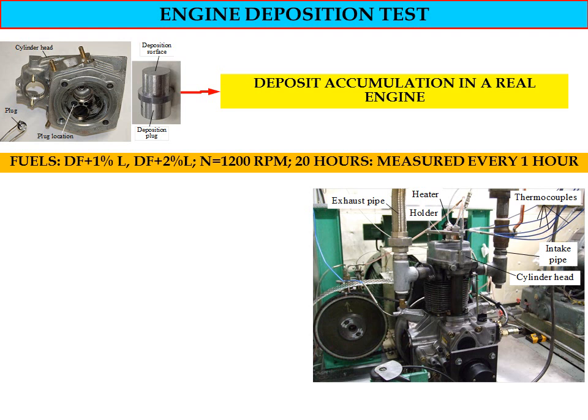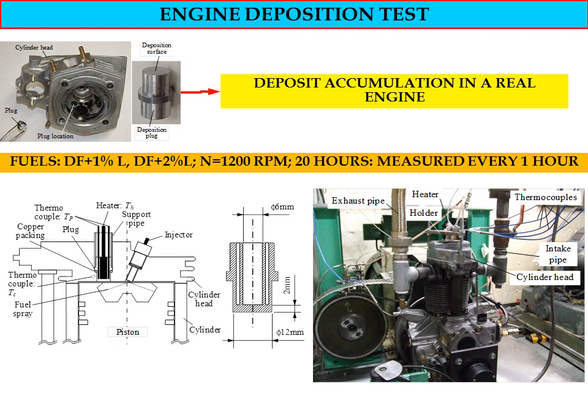So this is the actual apparatus of the engine deposition test. We have a single cylinder diesel engine, a heater, a holder, and thermocouples that are used to measure the temperature at the important parts of the engine. So we have the intake part, exhaust pipe, and also the cylinder head. This is the schematic diagram, and you can see that it shows the dimensions of the deposition plug.